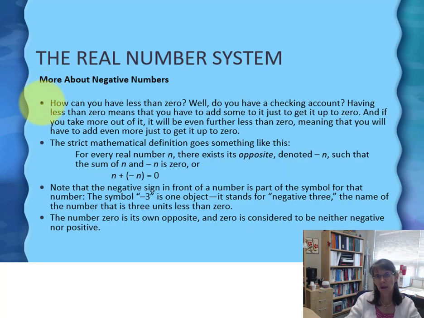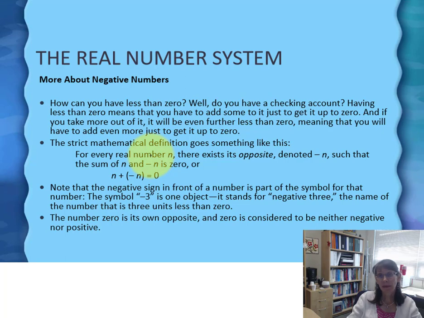Here's some more information about negative numbers. How can you have less than 0? Well, if you have a checking account or a debit account, you might know a little something about negative numbers already. So having less than 0 means that you have to add some just to get to 0. So if you spend more money than you have or write a check for an amount more than what you have in your account, you're going to have negative dollars.